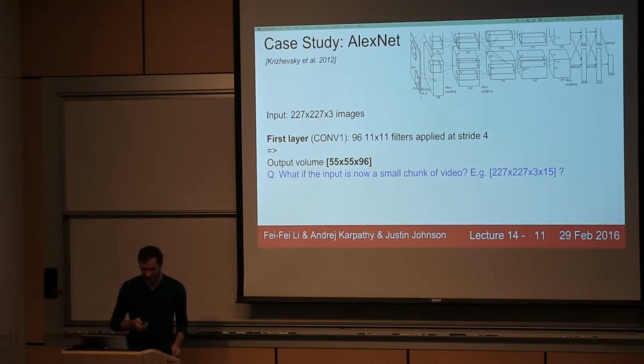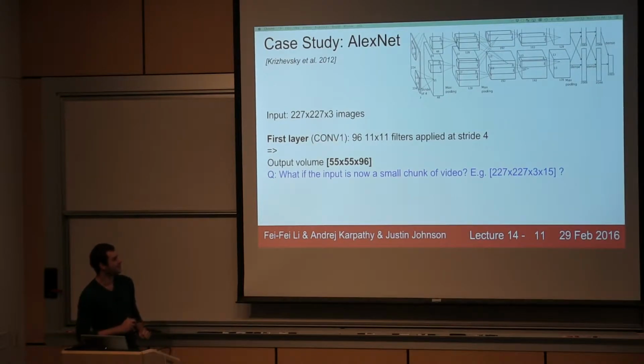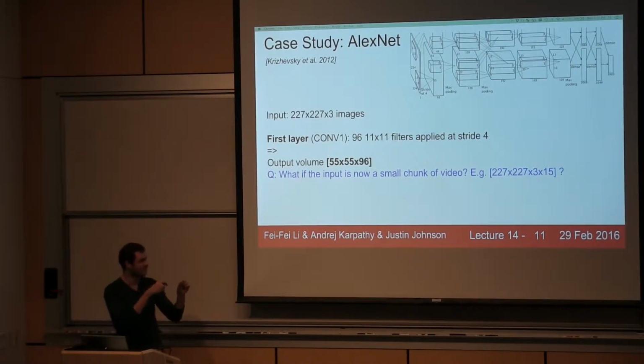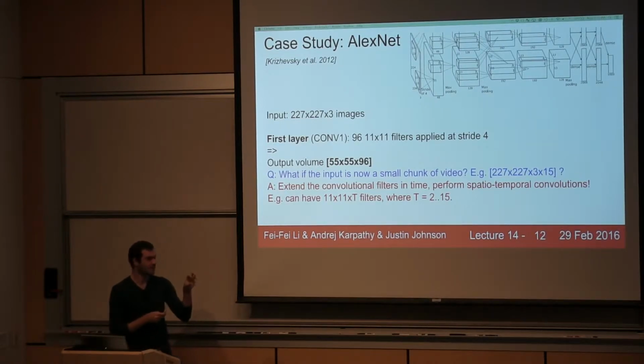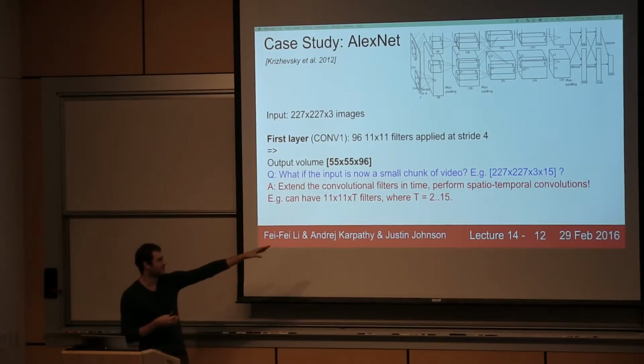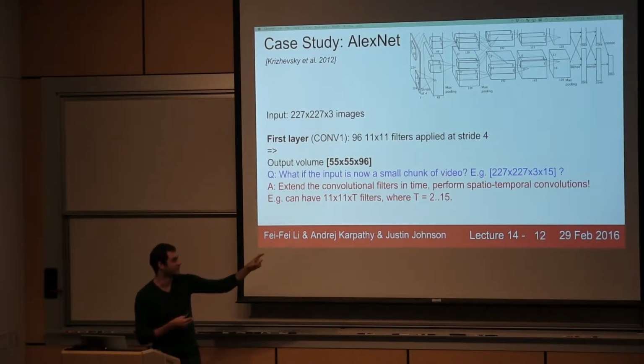Okay, so building on top of that idea, the basic thing that people usually do when they want to apply convolutional networks on videos is they extend these filters, so you don't only have filters in space, but you also extend them small amounts in time. Before we had 11 by 11 filters, now we're going to have 11 by 11 by t filters, where t is some small temporal extent. For example, we can use 2 up to 15 in this particular case.